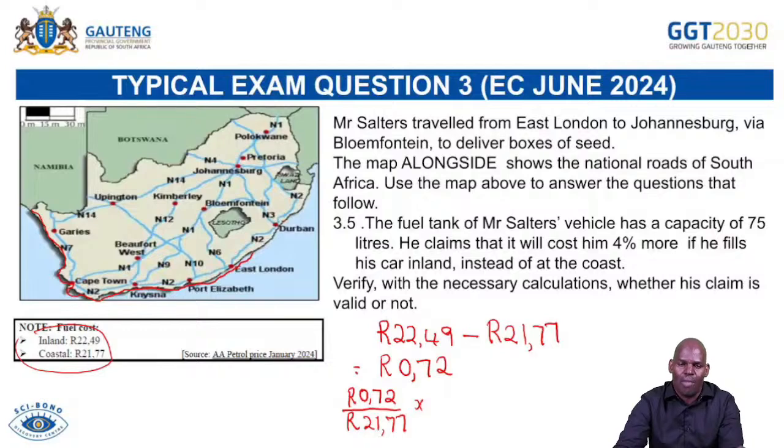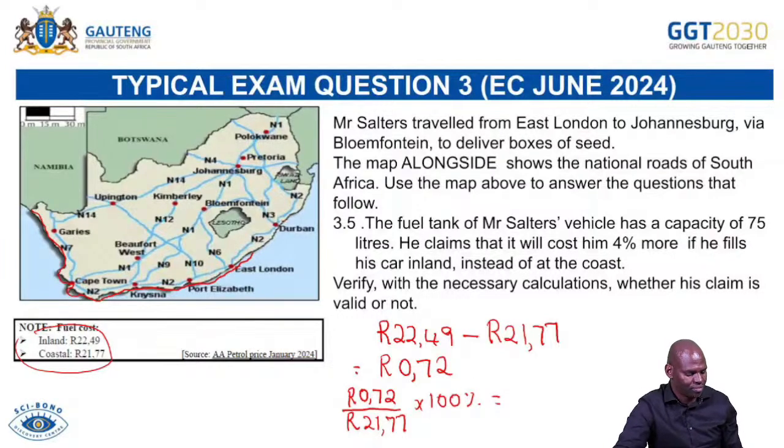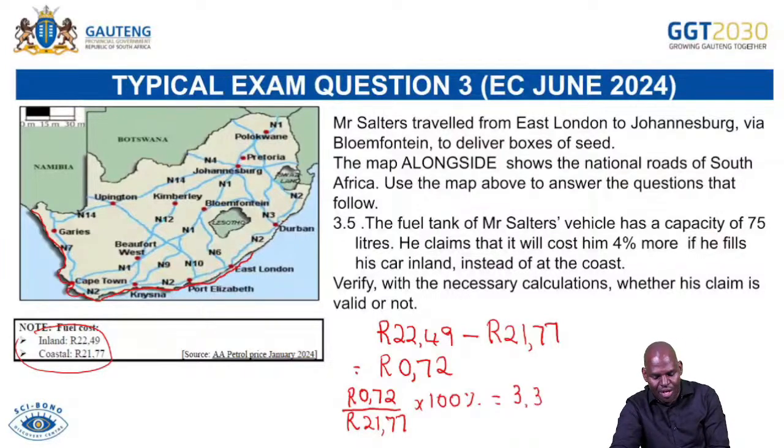But what is that amount in the form of a percentage? So if I take 0.72, I divide it by 21.77. The answer that I'm getting, then I multiply by 100. So this must be multiplied by 100%. The answer I get is 3.307, and so on and so on.